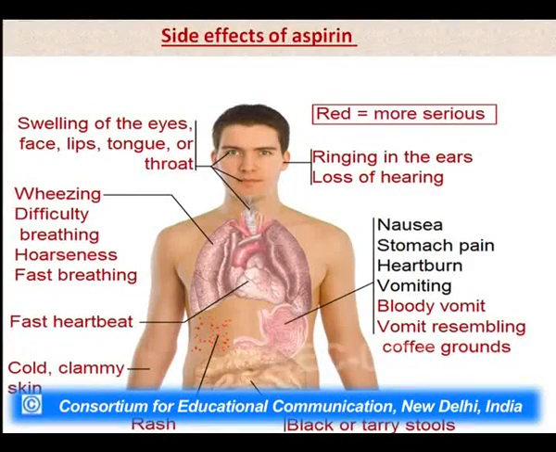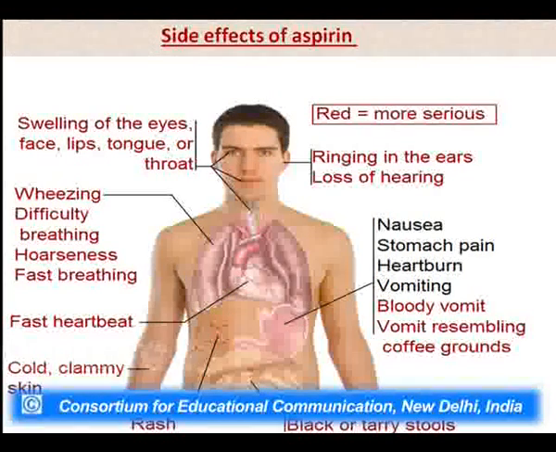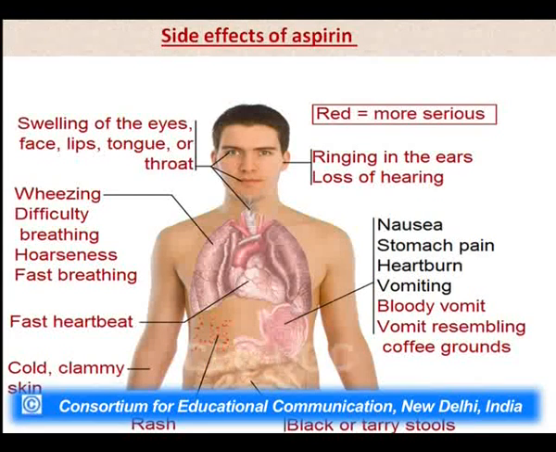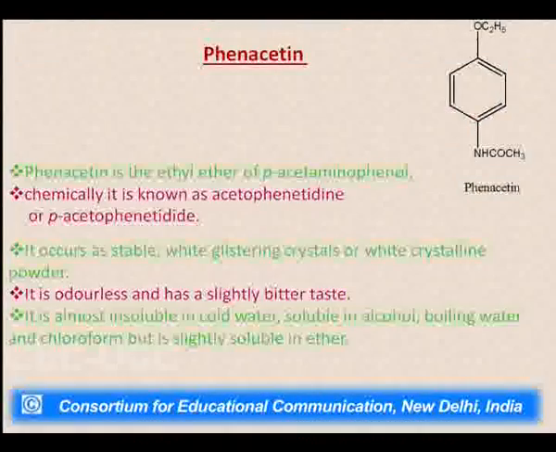And in the stomach, pain, heartburn, vomiting and bloody vomit can come. Vomit resembling coffee ground, like clotting of blood in the stomach, will take place, and sometimes bright red blood in the stools also comes, and black or tarry stools also come due to the overdose of aspirin. So, these are the side effects of aspirin if we take it in a larger amount.